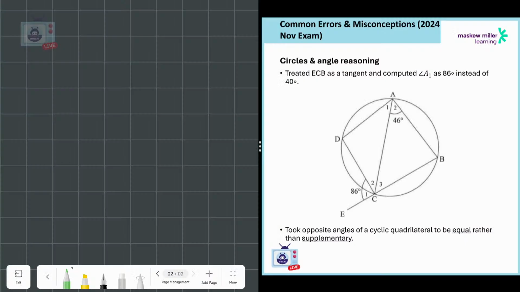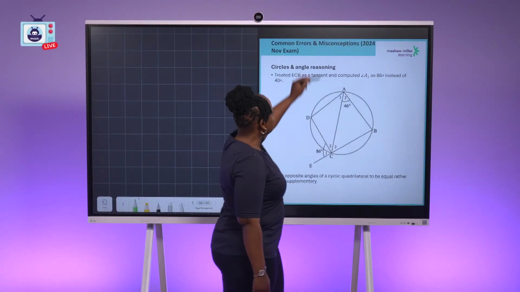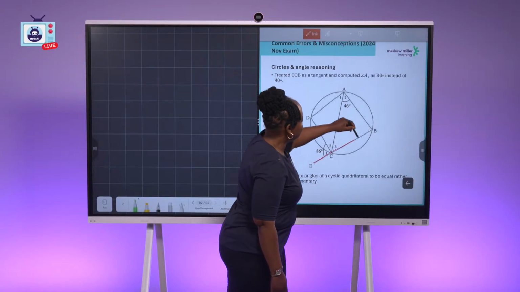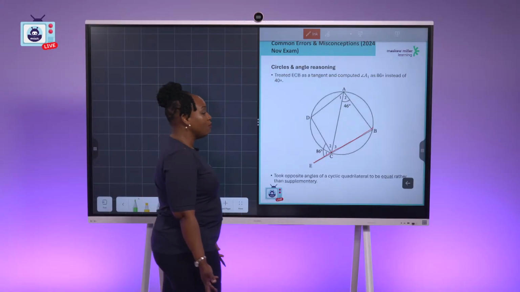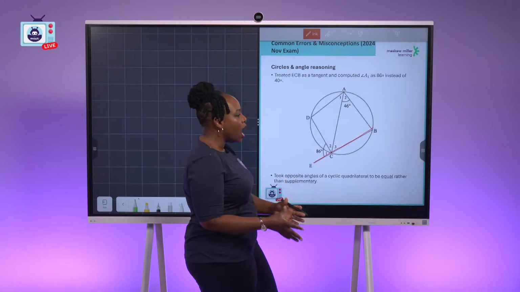is the 2024 November exam paper, with some mistakes and misconceptions that were made, and we found this in the diagnostic report. They did say that when we deal with this question, which is one of the questions we are going to do, learners were treating things like ECD, the line that is here, as a tangent, whereas that line is not a tangent. So be very, very careful of what you say is there and how you are going to treat it.